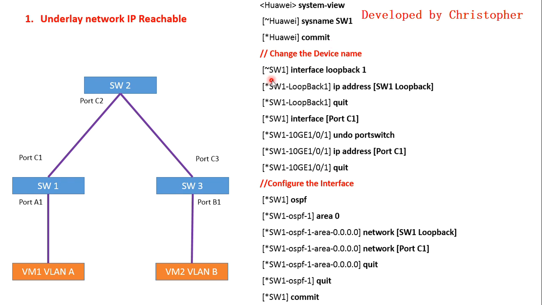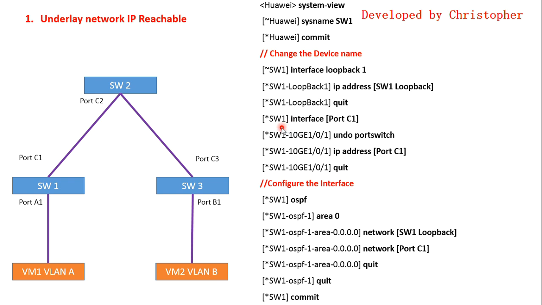And then for switch 1, the interface loopback, configure its IP address. For example, 2.2.2.2 or 3.3.3.3, with a mask of 24. And then quit. Quit means back to the previous view.